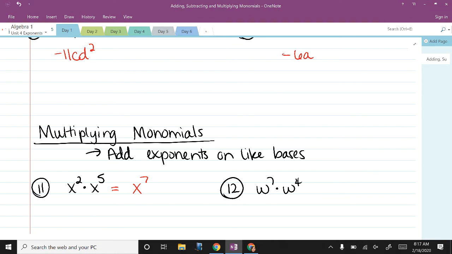So number 12, w to the 7th power times w to the 4th. What do you think the answer is? w to the 11th. You multiply two things that have the same base, then you add the exponents.